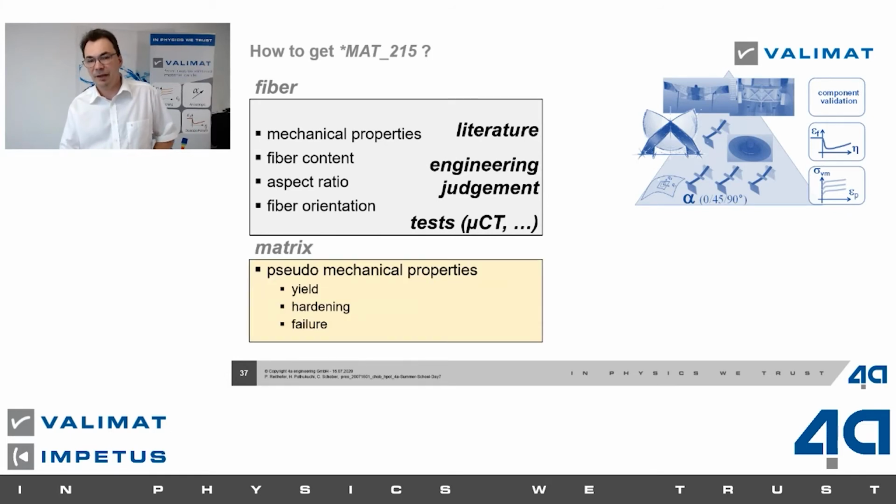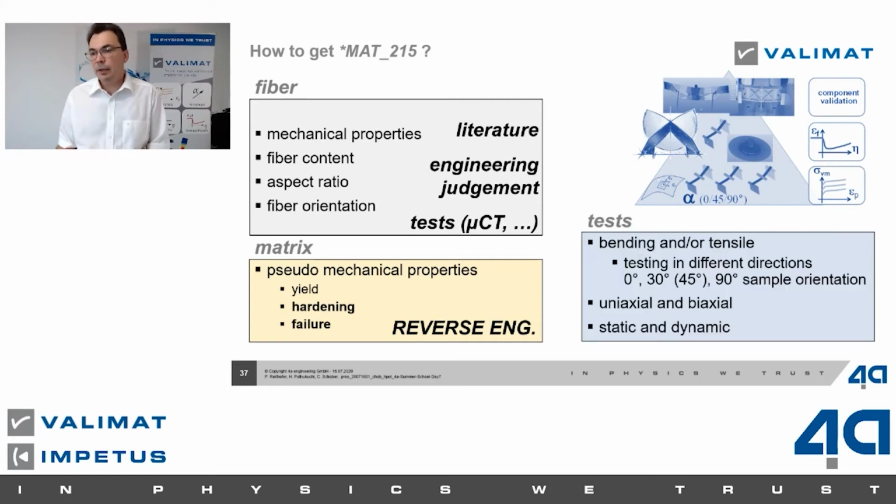The matrix, yeah, that's a little bit difficult because we have pseudo-mechanical properties. So on the beginning, the elastic behavior will be at that what we measure from a normal matrix. But as we are working with some averaging and homogenization, we can't use the real matrix properties directly because you have some local yielding at the fiber tips, for instance. So that's why I call this a pseudo-mechanical properties, and these pseudo-mechanical properties can be well found by reverse engineering. That's when we need Valimat to calibrate the hardening curve and the failure.